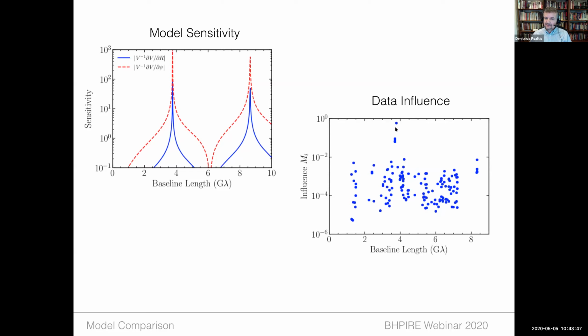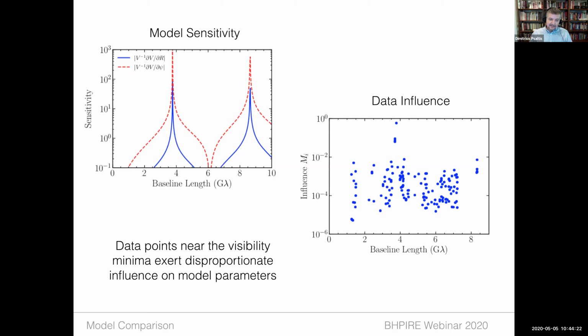And you will see that they are a factor of 100 to 1,000 more influential in determining the parameters of the model than all the other data points are. If you take the square root of that factor of 100 or 1,000, you get about a factor of 30. That is why the radii that we infer from the Bayesian inference, from the model comparison, are so much better inferred, with so much smaller error bars than what normal model comparison would let you believe. And as I said, data points near the visibility minimum exert disproportionate influence.